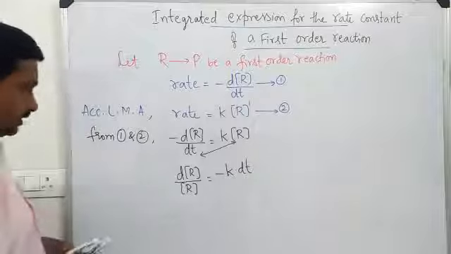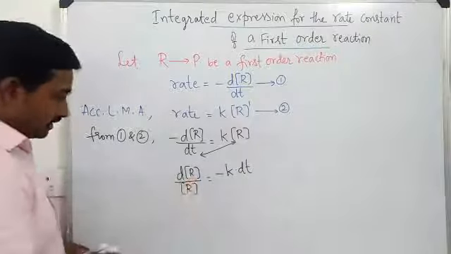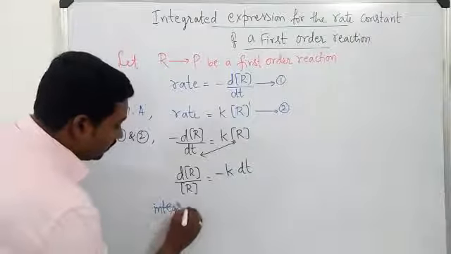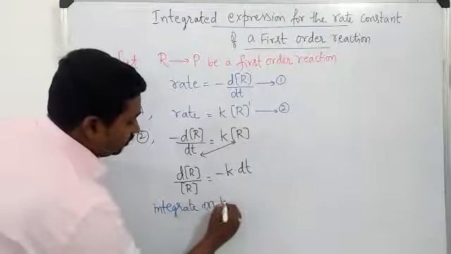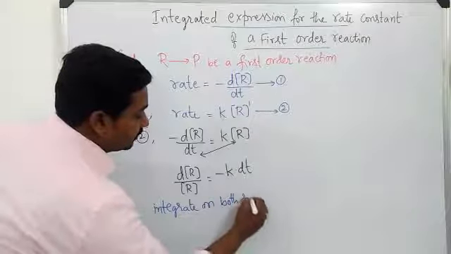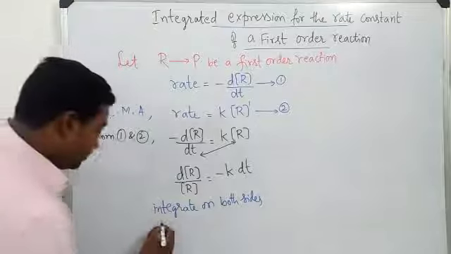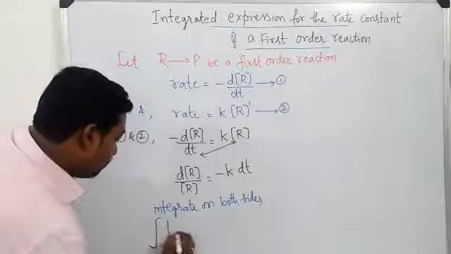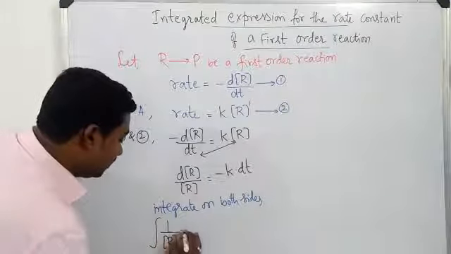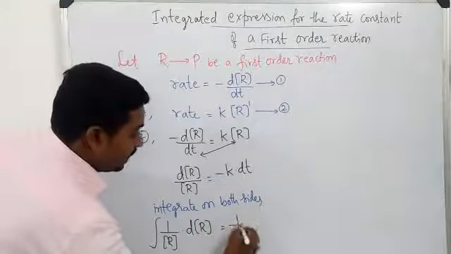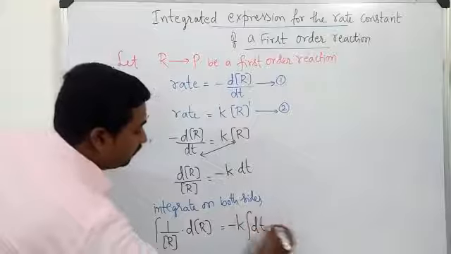Alright. Once again, similar to the previous derivation, integrate on both sides. So what do we get? On integration we get integral of 1 by concentration of R dR equals minus K into integration of dt.